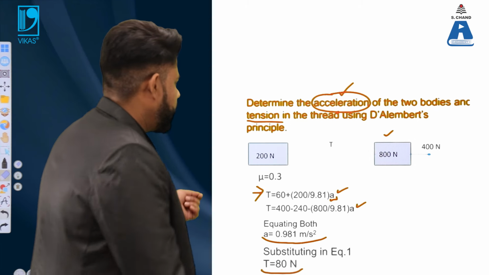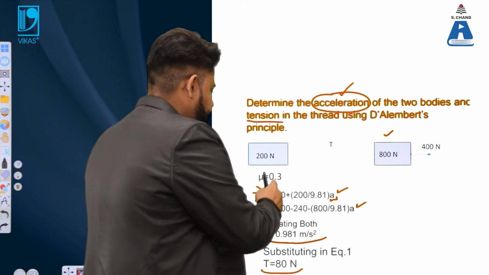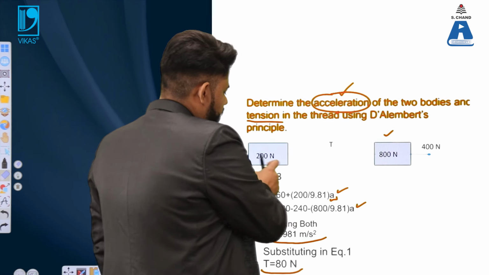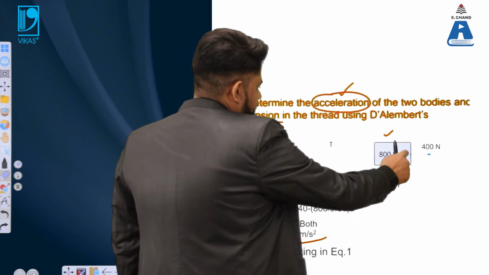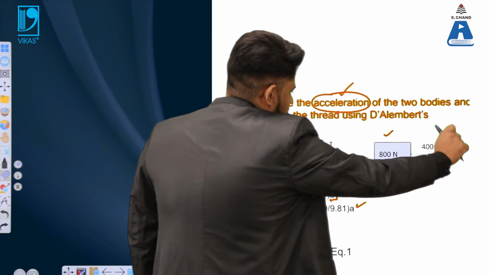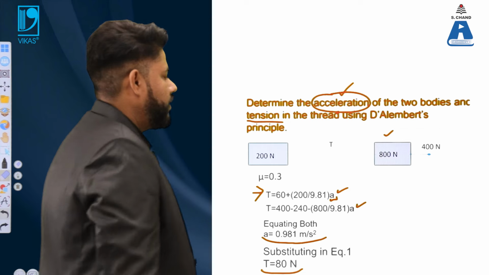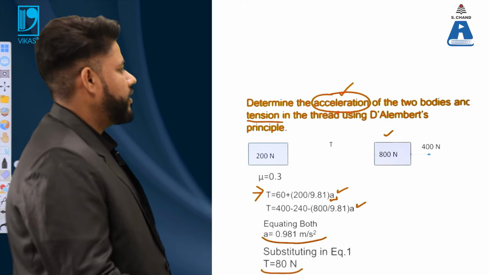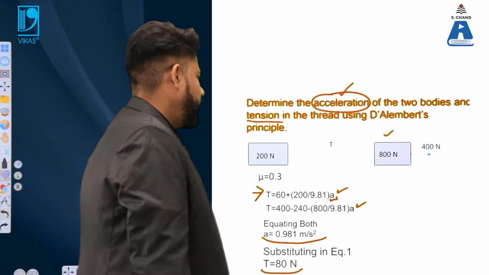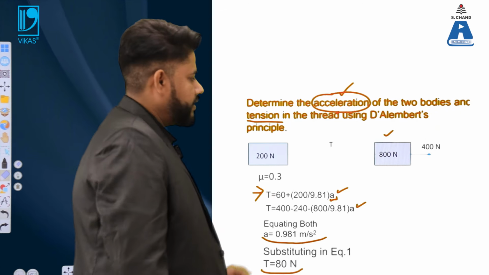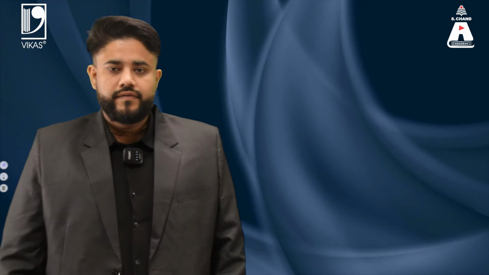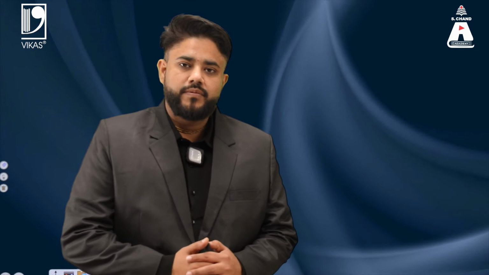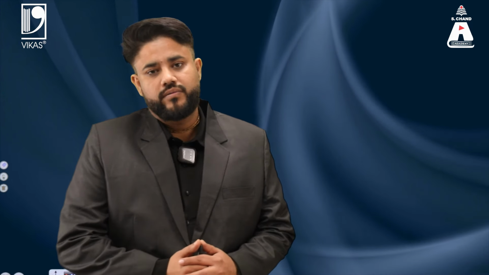So this is one case of rigid bodies in which you are given a body placed on the floor and connected to another body, and we are pulling the two with the help of a force of 400 Newton. What we have done is apply D'Alembert's principle so that the value of tension and acceleration can be determined. So we stop here for a short break. After coming back from the break, we will learn the concept of D'Alembert's principle in more detail.